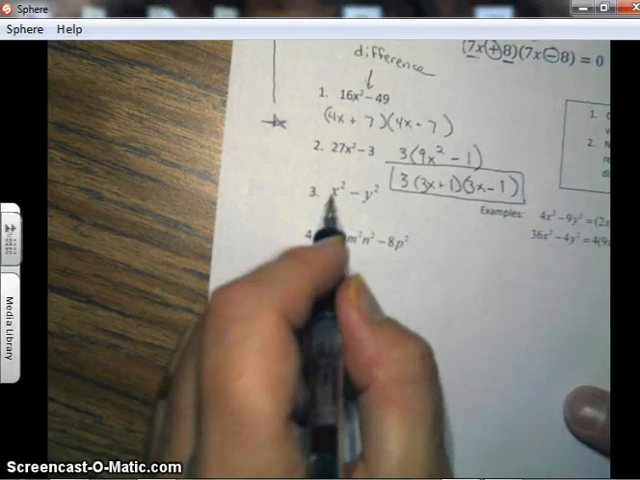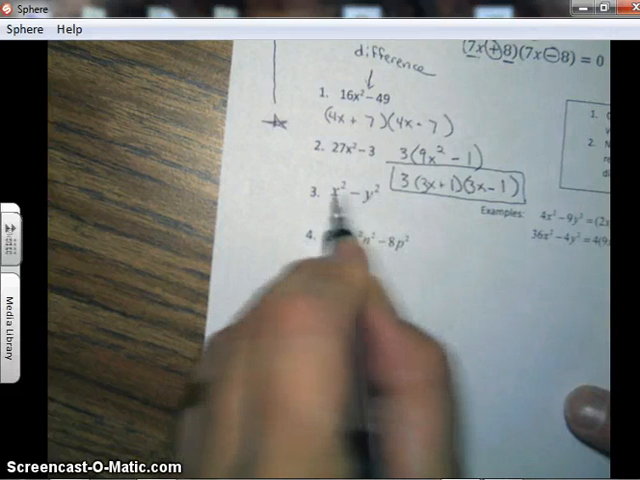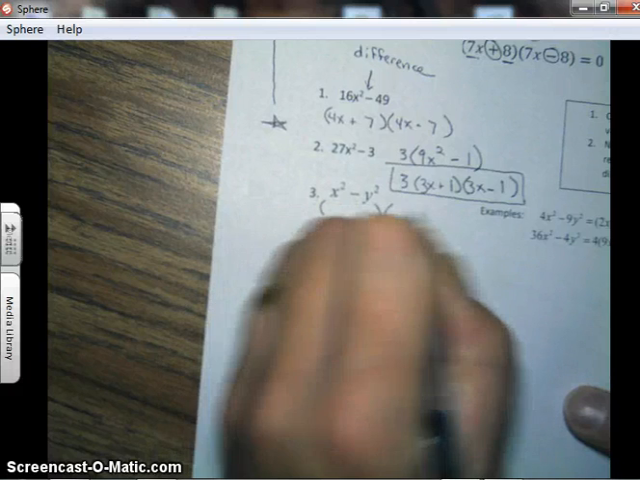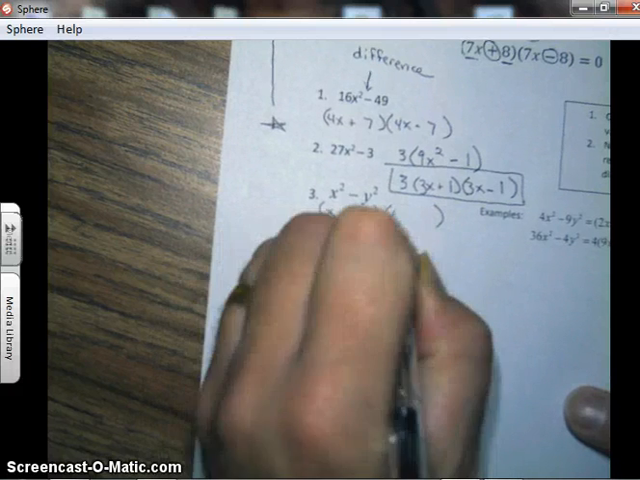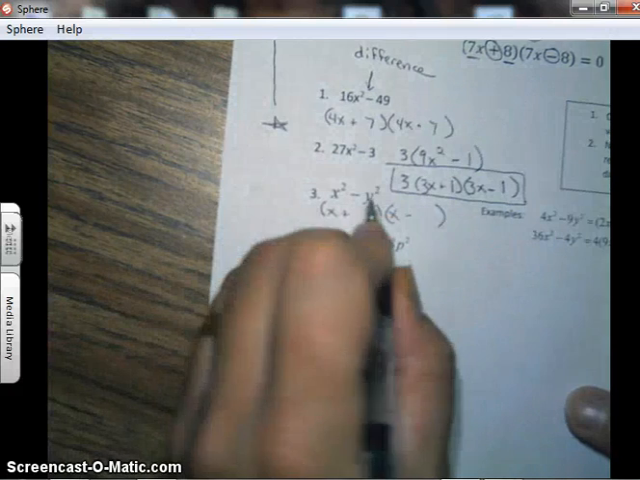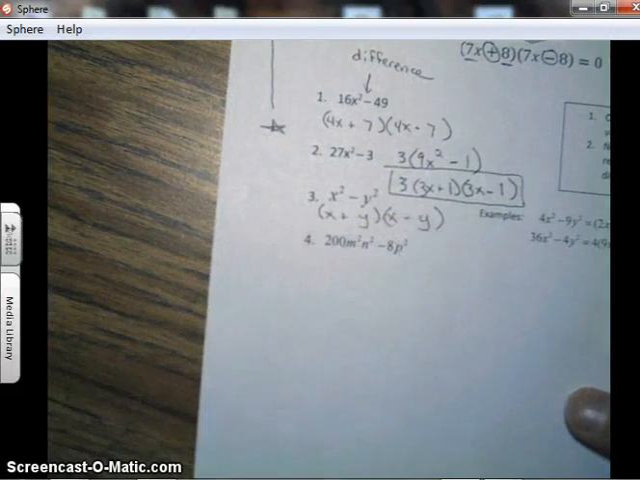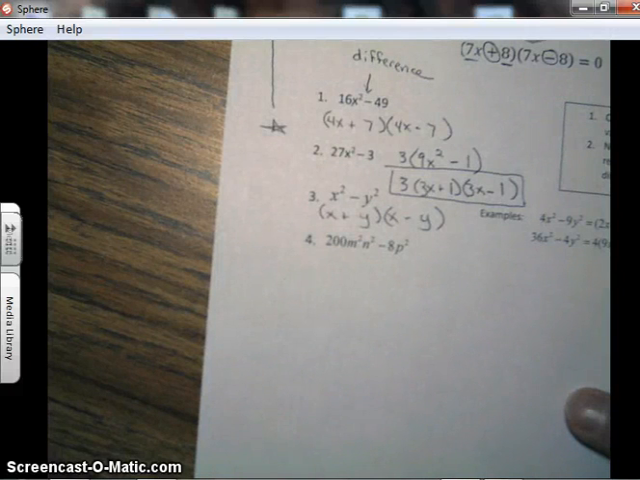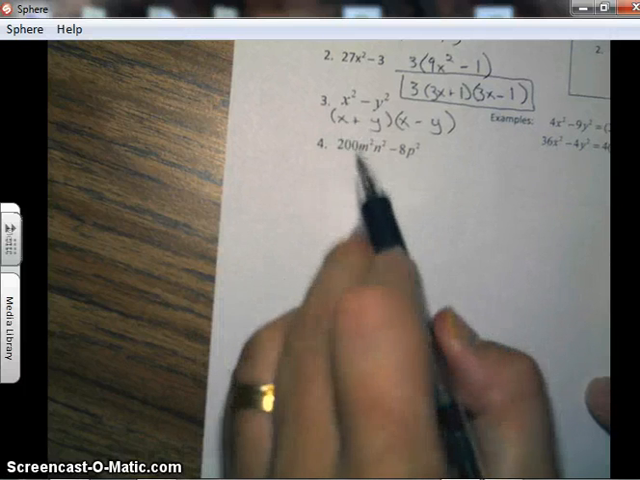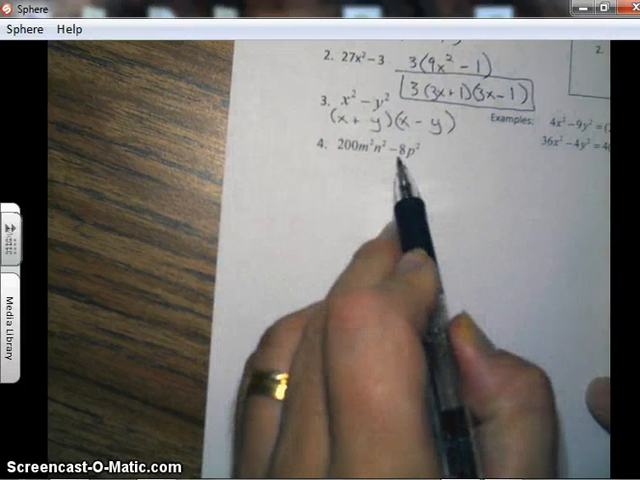So number 3, two perfect squares, right? So x squared breaks down to x times x. One's plus, one's minus. Y squared breaks down to y and y. Look at number 4. 200 is not a perfect square, and neither is 8.